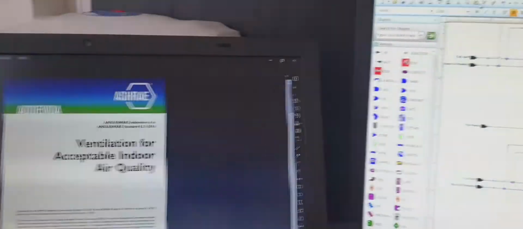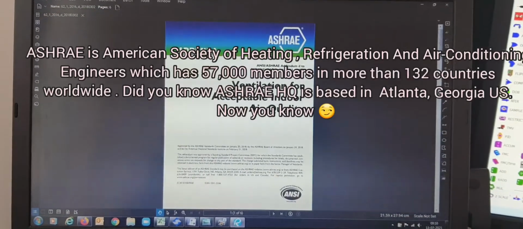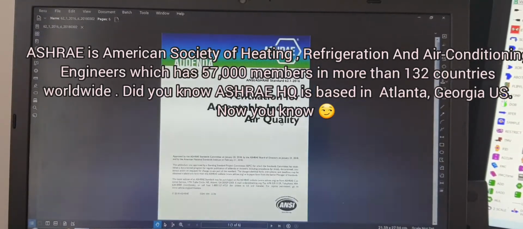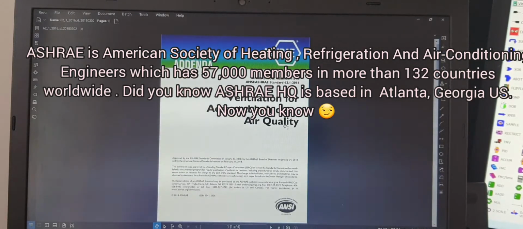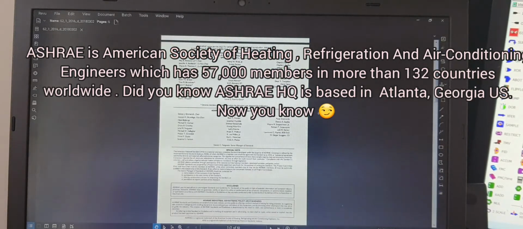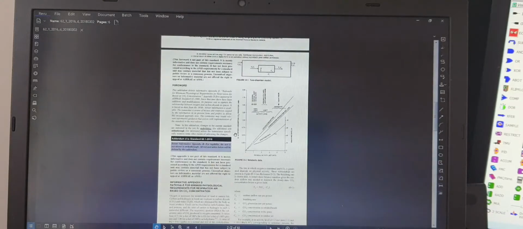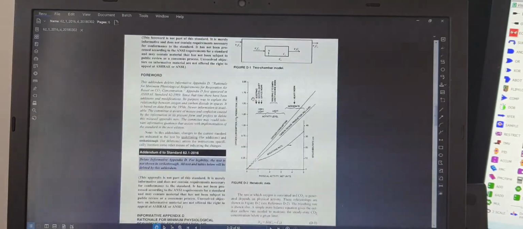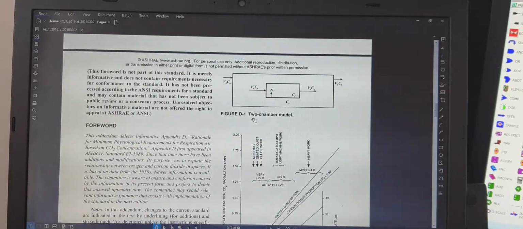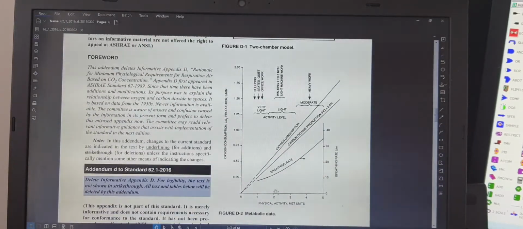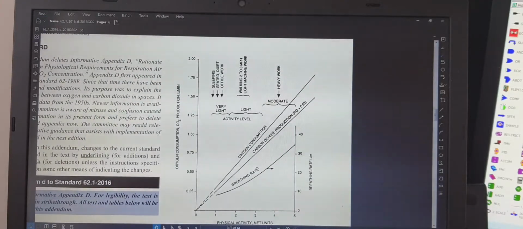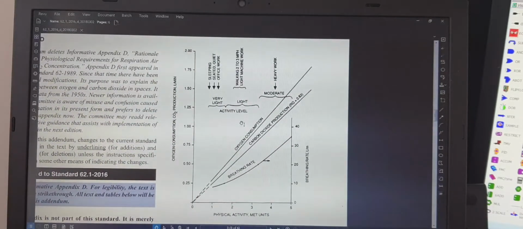can follow. I'm gonna just take you to a screen here which shows us the ASHRAE ventilation for acceptable indoor air quality. These guidelines give us a path and approach how we can control. So you can see here, I'm going to try to just quickly go through this. The oxygen consumption, CO2 production liters per minute, physical activity met units, breathing rate. So you can see the breathing rate graph, the carbon dioxide production, and oxygen consumption.